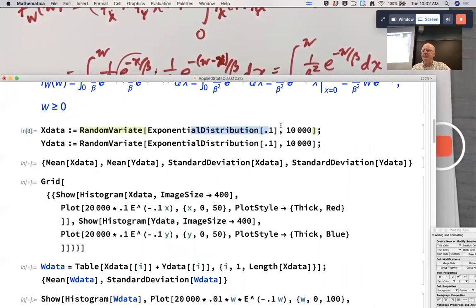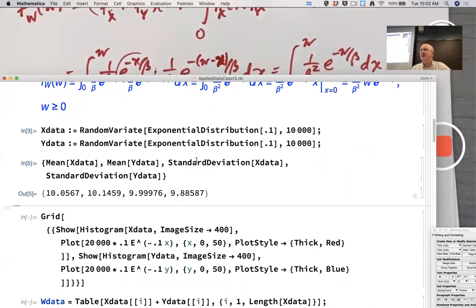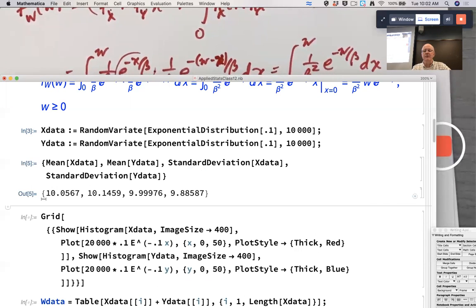The mean of an exponential distribution is beta. In this case, 1 over beta is 0.1, so beta is 10. We should expect a mean close to 10 for both the x data and y data. The standard deviation for exponentials also equals beta. Variance is beta squared. So these numbers are all close to 10, not exactly 10 because of simulation.